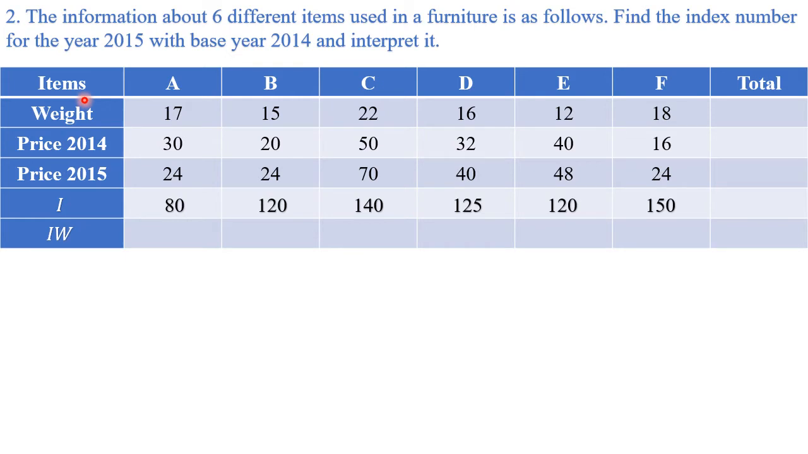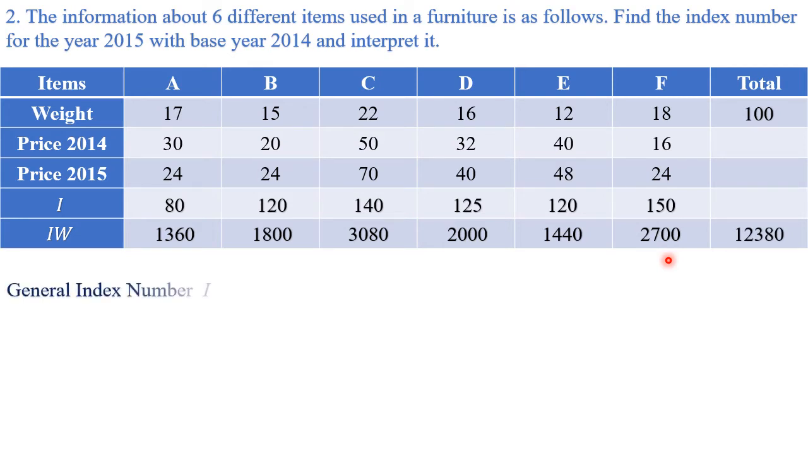Next I'm going to multiply the weight with the index number here. So 17 into 80, 1360; 120 into 15, 1800; 140 into 22, 3080; 125 into 16, 2000; 120 into 12, 1440; and 150 into 18, 2700. Now we need to make a total of the weights and the total of IW. These are the only two totals which we need. The total weight is 100 and the total of IW is 12380.